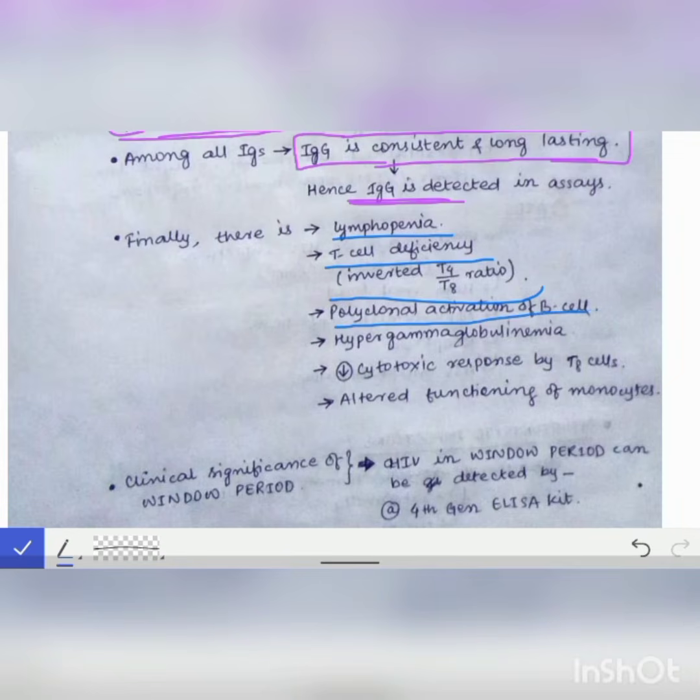There is polyclonal activation of B cells that leads to formation of different immunoglobulins against different antigens. There is hypergammaglobulinemia. There is decreased cytotoxic response by CD8 cells, which are the cytotoxic cells. So the cytotoxic response is also reduced. This hypergammaglobulinemia is due to polyclonal activation of the B cells. Then there is altered function of monocytes. The function of the monocytes is also reduced.